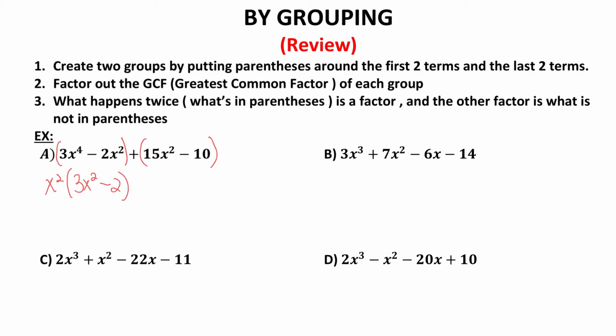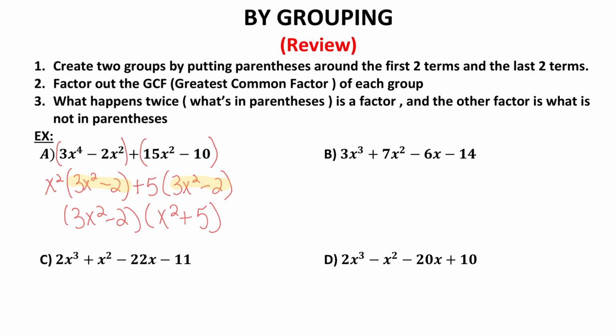In the second group, 15x squared minus 10, you can divide both of those by 5. So we're going to put plus 5 on the outside and divide that. So we'd have 3x squared minus 2. Now when you get to this step, your parentheses should be the same. That represents your first factor, and what's on the outside is your second factor. And that would be how you factor that example.